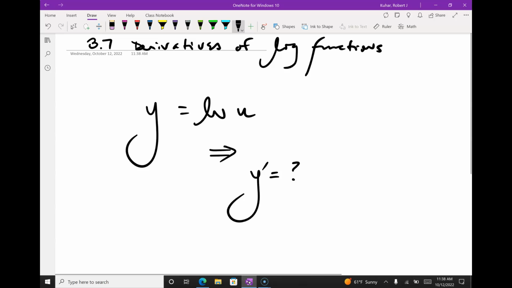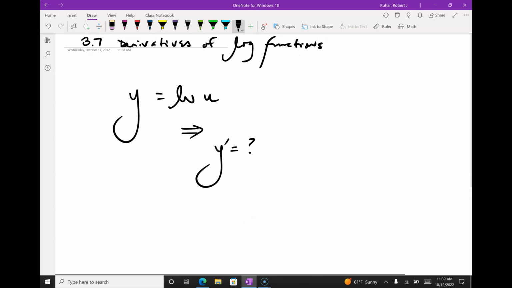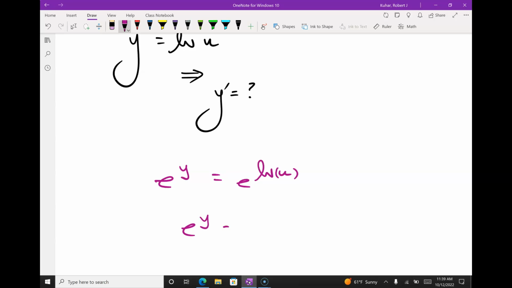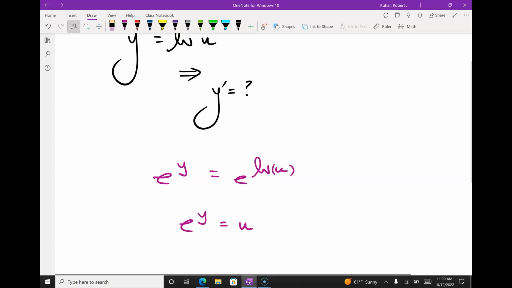So what we do is we go to something we know, and that means I'm going to raise both sides base e. And what happens on the right-hand side there? e and ln are inverse functions, right? So they cancel each other out, so I just get the function u. Everybody okay there? You remember that from pre-cal?